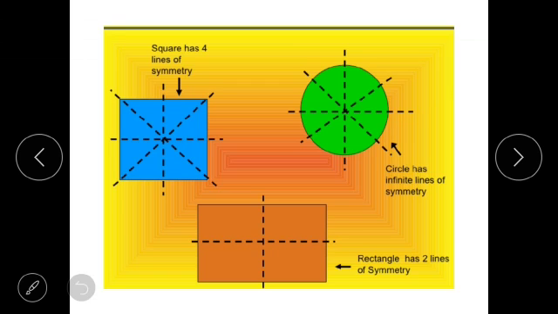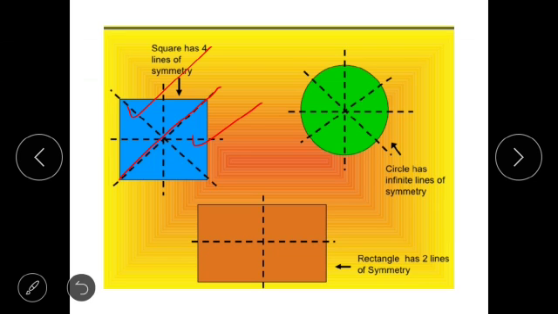Also, when we come to the geometrical figures, a square has four lines of symmetry. That is, one vertical, where the two parts are identical on the sides of the vertical line, one horizontal, one diagonal, and a second diagonal line of symmetry. If I draw a diagonal line like this, the square is divided into two triangles. These triangles are identical, superimposing on each other. That is why they are symmetrical.